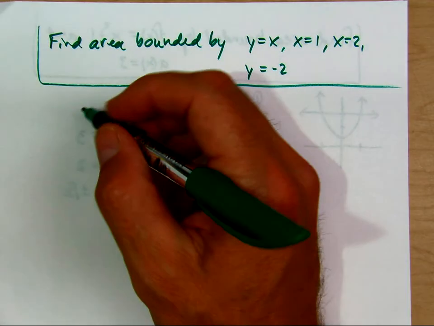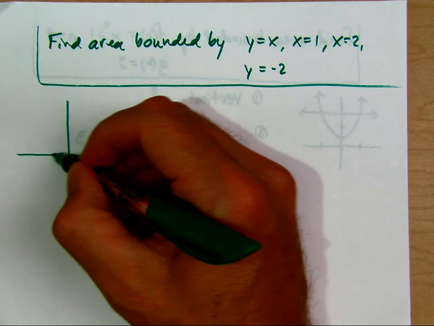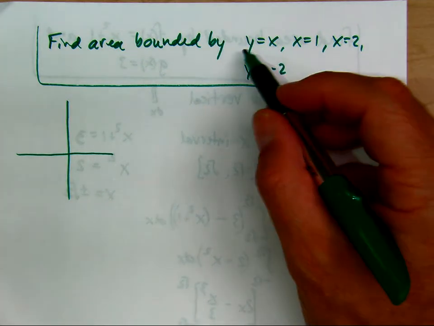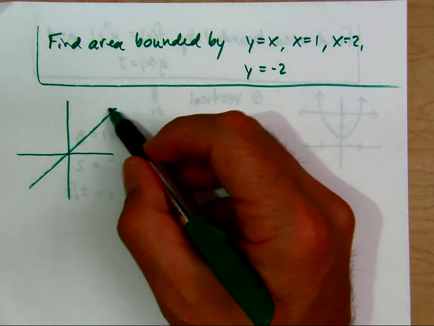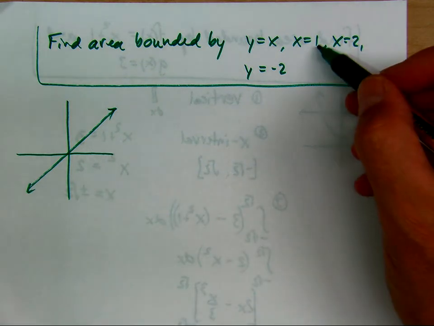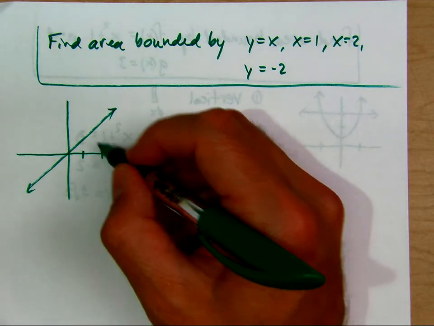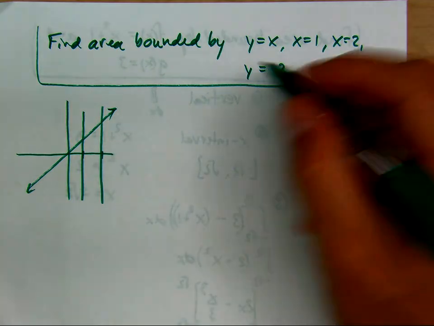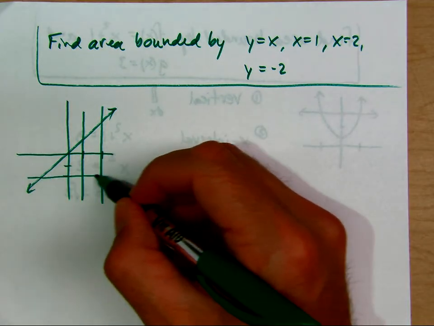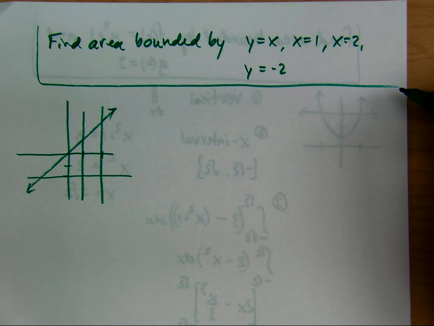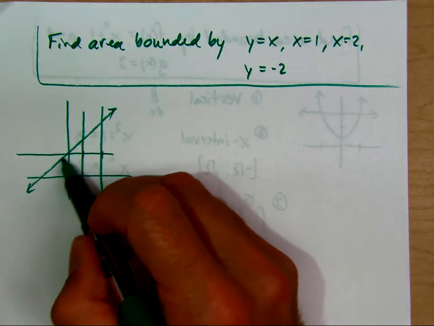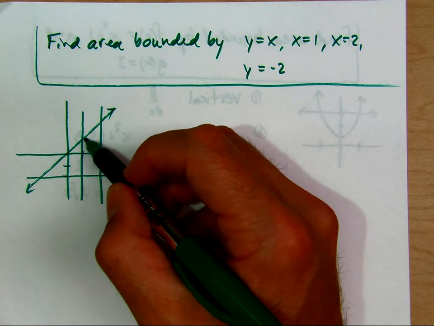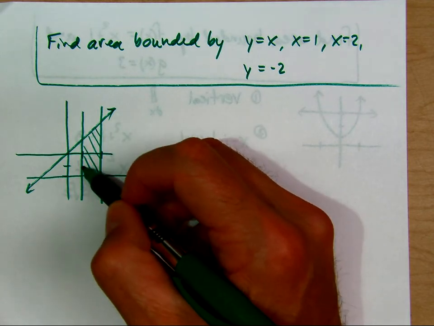So this is just a matter of drawing all these straight lines and finding the region. Y equals x, x equals 1, and x equals 2, and then y equals negative 2. We need the region bounded by all of these lines, so I wouldn't say it's the triangle because it's not bounded by that, and it'll turn out that it's going to be that region.